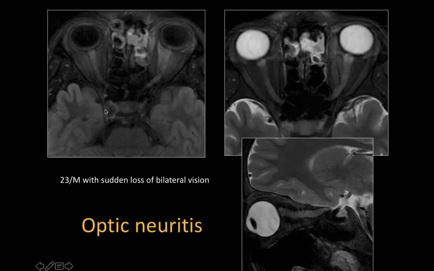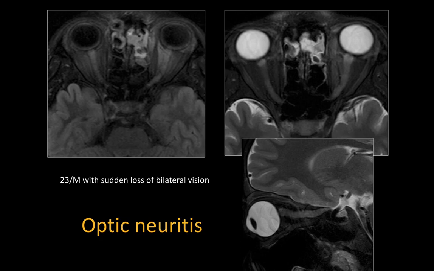This is a 23-year-old male who had sudden onset of bilateral vision loss. And what do we see here? We see FLAIR and T2 hyperintense signal involving both the optic nerves, almost the entire extent of the intraorbital part of the optic nerve. This is a sagittal weighted image which is showing the same, that is complete involvement of the optic nerve. So this is optic neuritis.